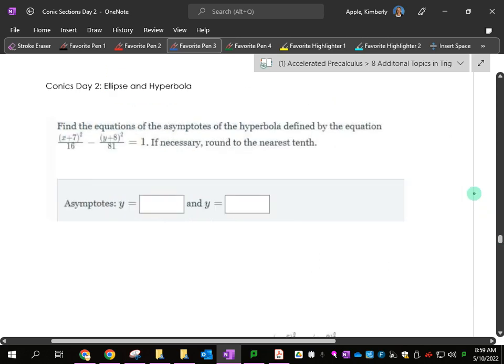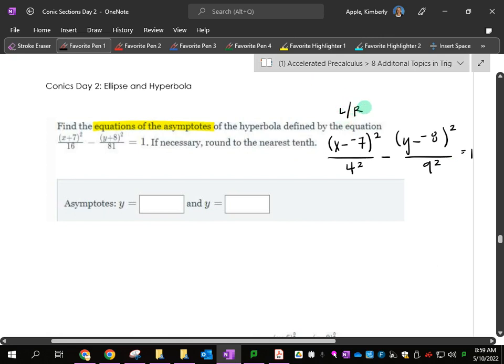All right. Cool. Next one says, find the equations of the asymptotes of the hyperbola defined by this equation. We are looking for equations of asymptotes. So this will be (x minus -7) squared over 4 squared minus (y minus -8) squared over 9 squared equals 1. Is this a left, right, or up, down, open? This is left, right. And so let's go find the formulas for the left, right opening asymptotes. The left, right opening is going to be plus or minus b over a times (x minus h) plus k.